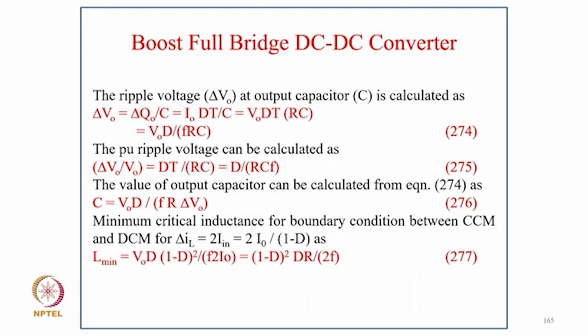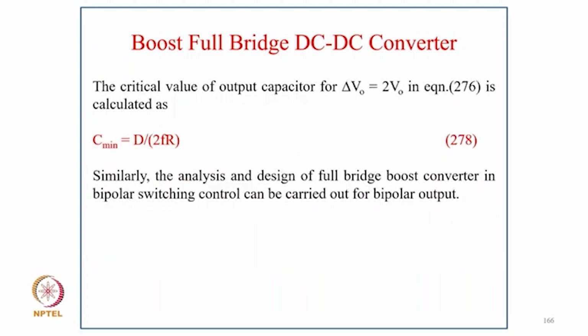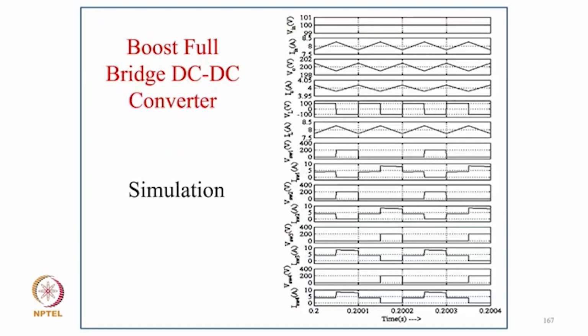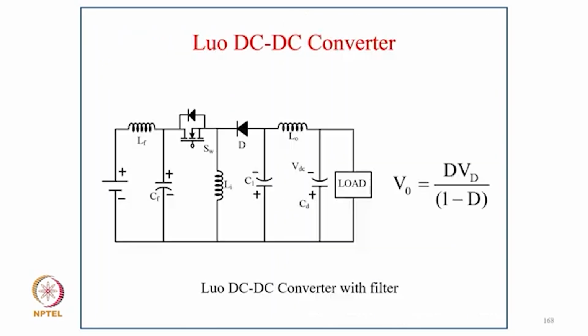So the minimum critical inductance for the boundary condition between CCM and DCM is delta IL equal to 2 I0 upon 1 minus D. So L minimum is V0 into D (1 minus D) square upon F into 2 I0, and that is equal to (1 minus D) square D R upon 2 F. And the critical capacitance for output voltage ripple delta V equal to V0 is calculated as C minimum equal to D upon 2 F R. Similarly, the analysis and design of the boost converter with bipolar switching control can be carried out. And these are the typical boost full bridge DC-DC converter simulated waveforms in CCM mode.